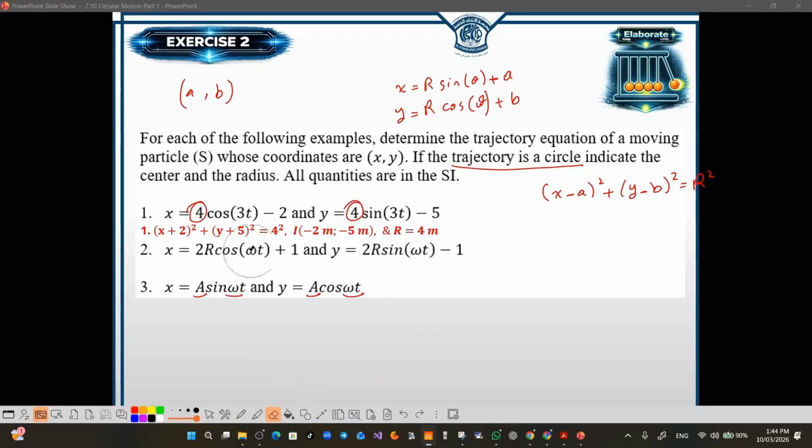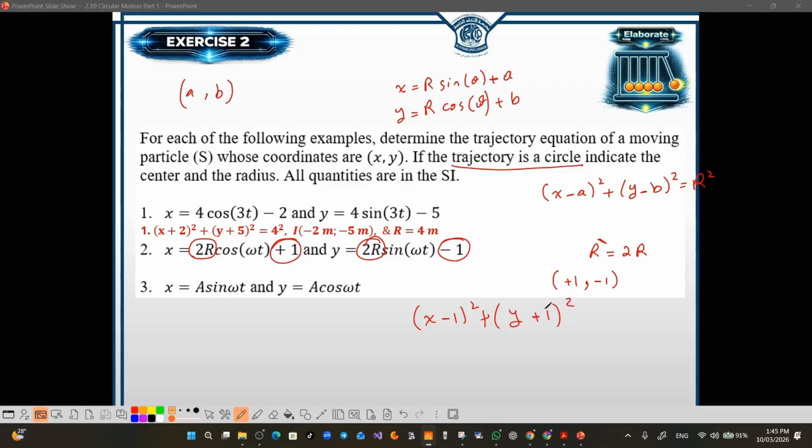Now what about the second question? For the second question, let's start with the radius. The radius is 2r. So immediately I can say that the radius is 2r. So what about the center? Now these represent the center of the circle. So +1 is the x and -1 is the y, but whenever I want to plug them into the equation, I need to use the opposite sign. So x minus 1 squared plus y plus 1 squared equals r squared, which is 2r to the power 2.